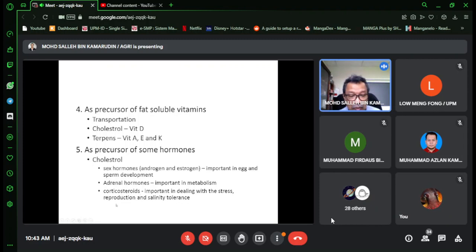Corticosteroid is very important for reproduction and also salinity tolerance, especially for fish. The anadromous fish that move to freshwater or the other way, and also for reproduction.